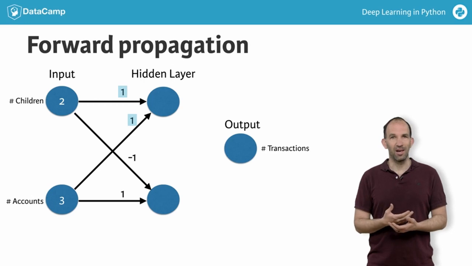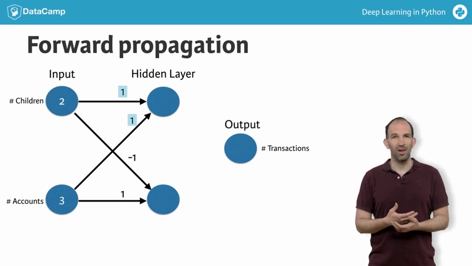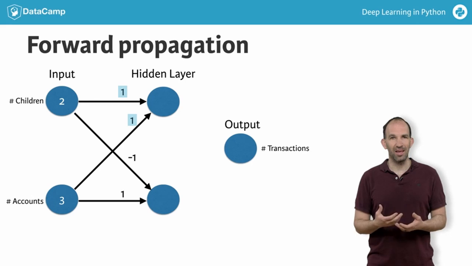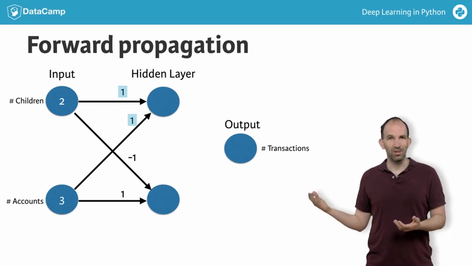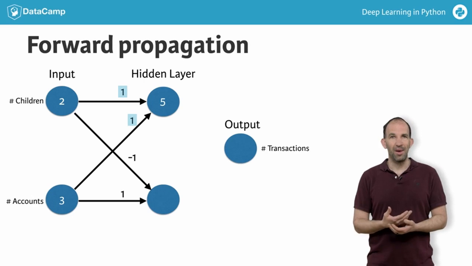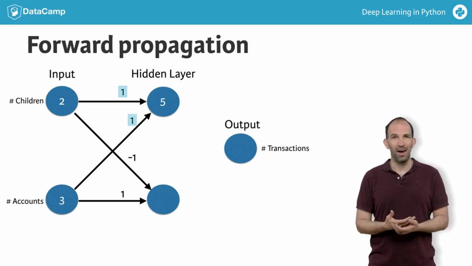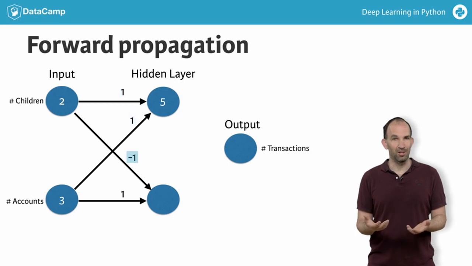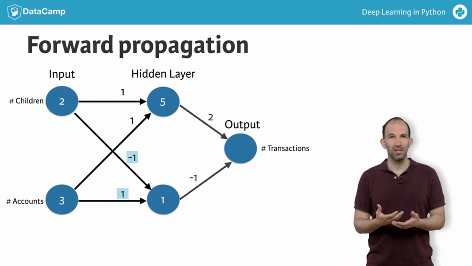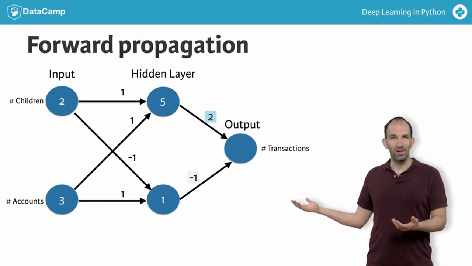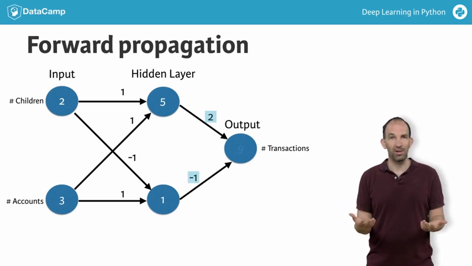To make predictions for the top node of the hidden layer, we take the value of each node in the input layer, multiply it by the weight that ends at that node, and then sum up all those values. In this case, we get 2 times 1 plus 3 times 1, which is 5. Now we do the same to fill in the value of this node on the bottom. That is 2 times minus 1 plus 3 times 1. That's 1. Finally, we repeat this process for the next layer, which is the output layer. That is 5 times 2 plus 1 times minus 1. That gives an output or prediction of 9. So we predicted 9 transactions.